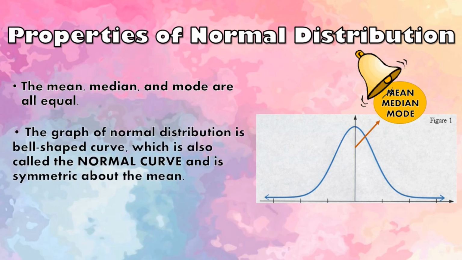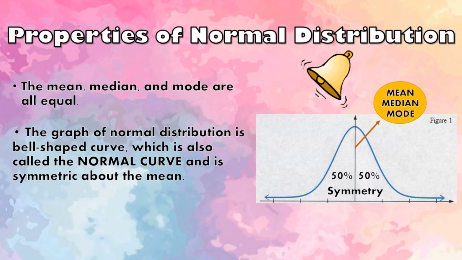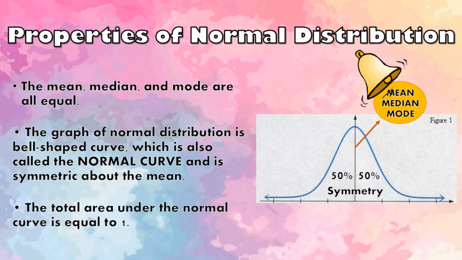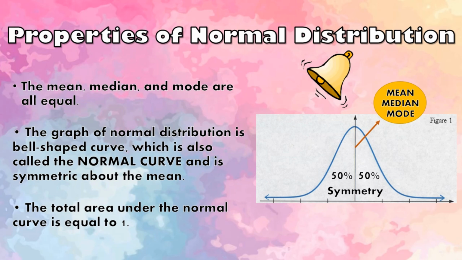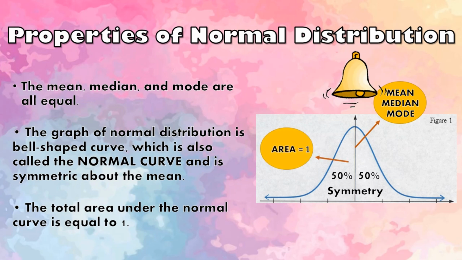According to the second property, the graph of the normal distribution is a bell-shaped curve, which is also called the normal curve, and is symmetric about the mean. When we say symmetric, both sides are equal with respect to the mean. And the third property is the total area under the normal curve is equal to 1, meaning to say, when we get the sum of both sides of the normal curve, the sum is equal to 1.